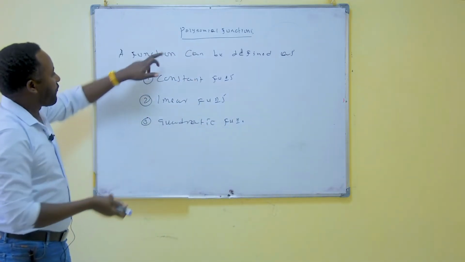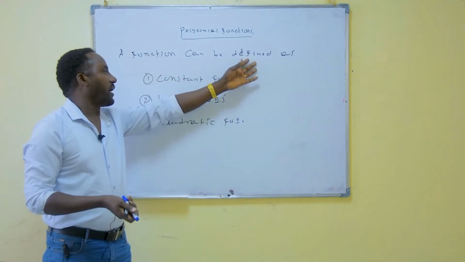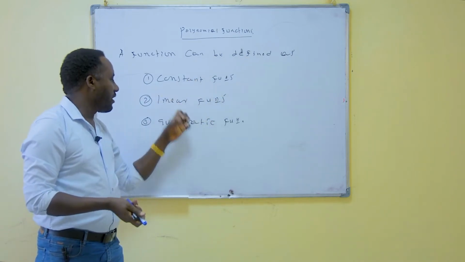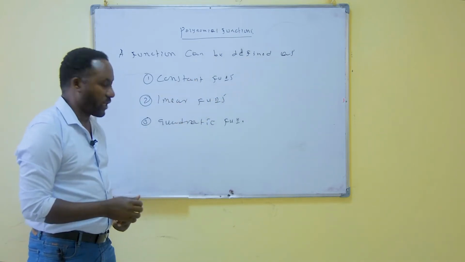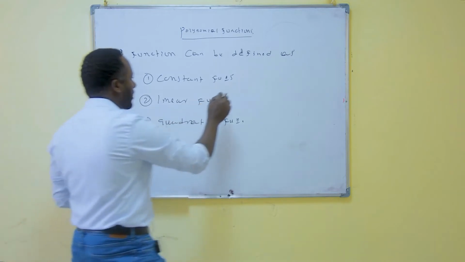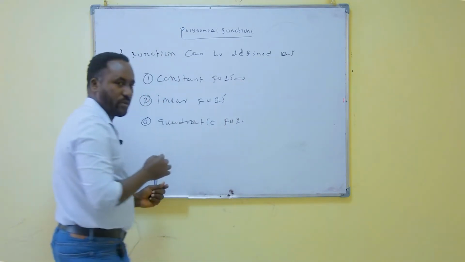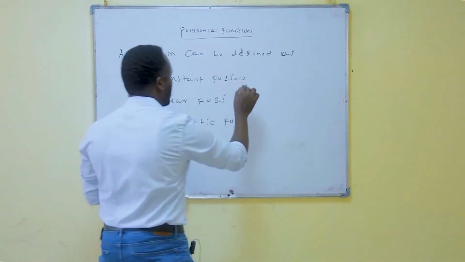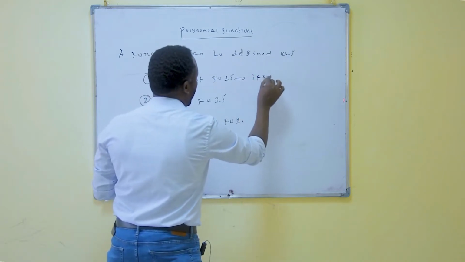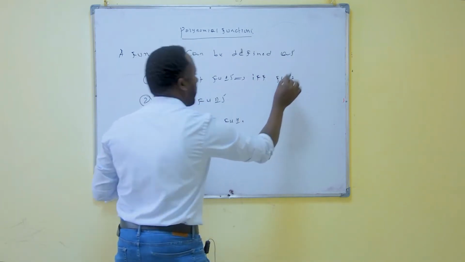Therefore a function can be defined as constant, linear or quadratic. So how are we going to define a constant function? A function is constant if and only if f of x is obviously given by what?